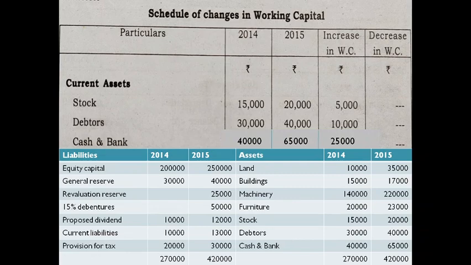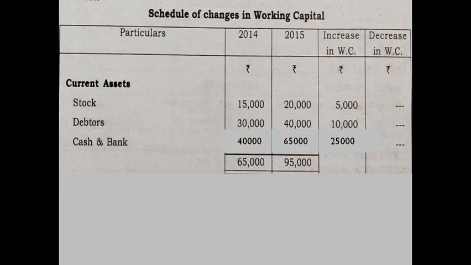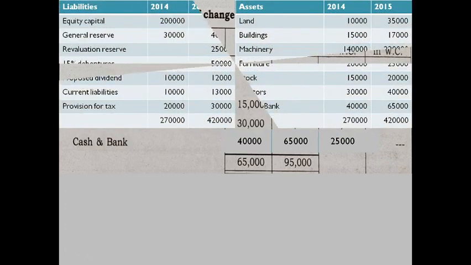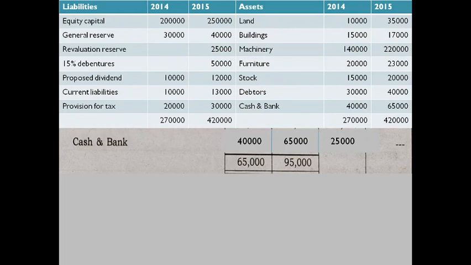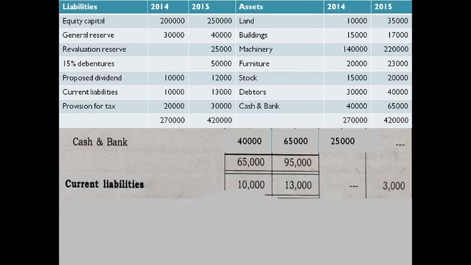Once you're done with current asset, you just need to take the total, and remember you need to take the totals of the year columns only, that is first and second column. Next you have to record the current liabilities, and in the liability side you can see that there is only one item, current liabilities as 10,000 and 13,000. So you need to just record that item only. Current liability in the beginning was 10,000 and by the end there was 13,000. So there is an increase of rupees 3,000 during the year.